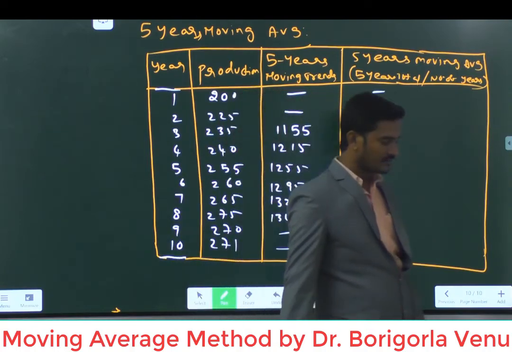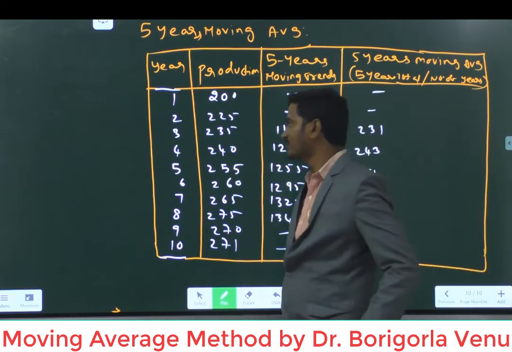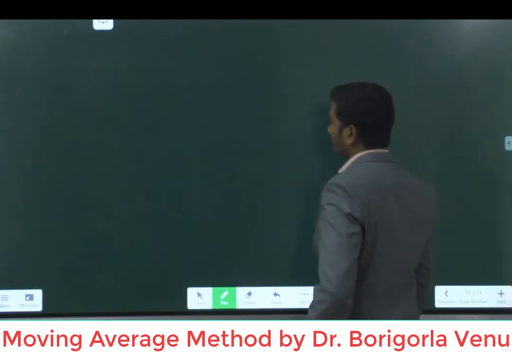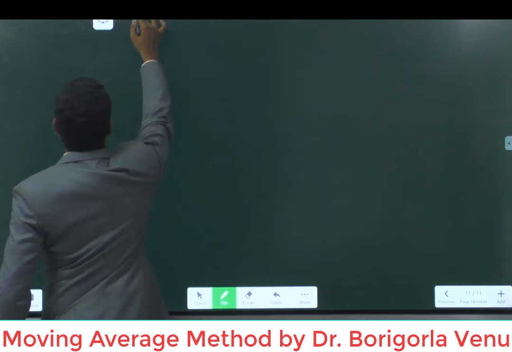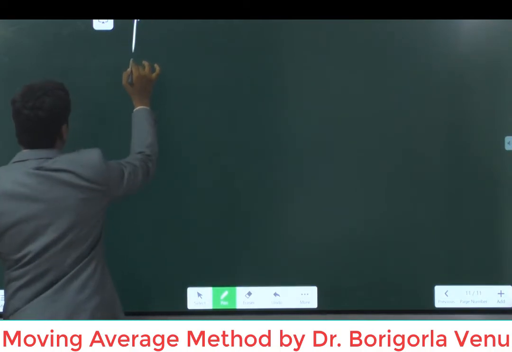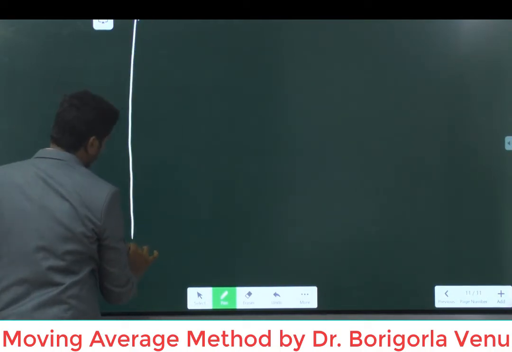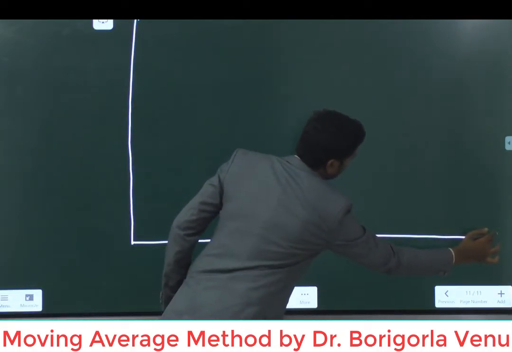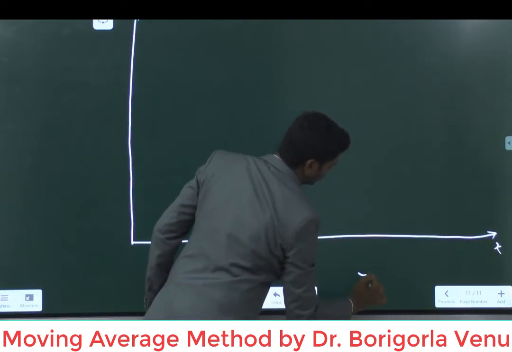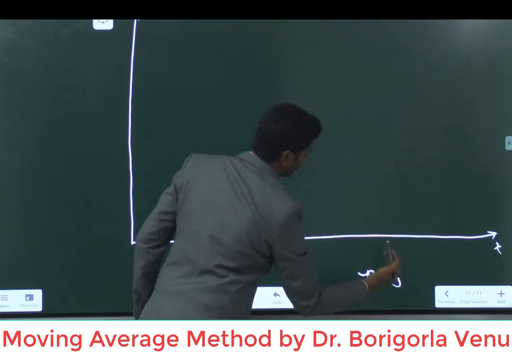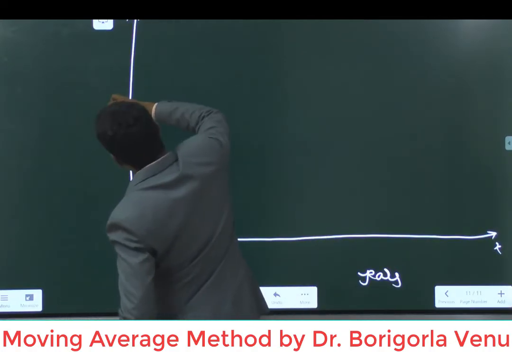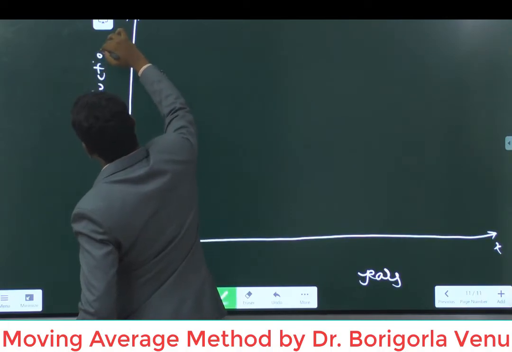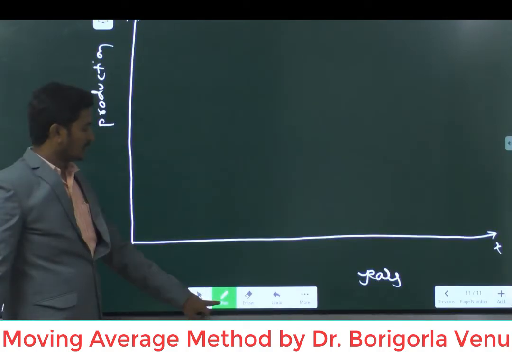So similarly, we are going to draw the plots for these 5 years like the previous data. So simply I am going to take the plot. On the y-axis we are going to take the production rate for 5 years, and on the x-axis we are going to take the number of years. For the 5 years moving average we have taken.